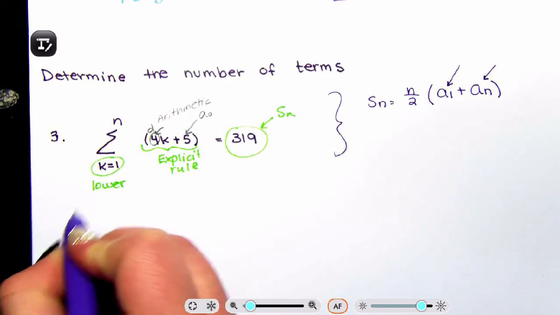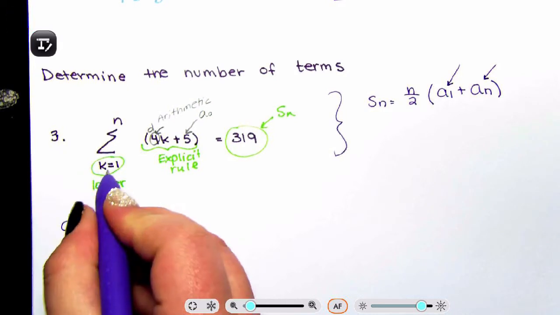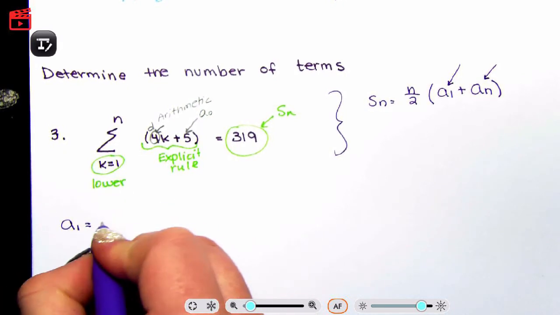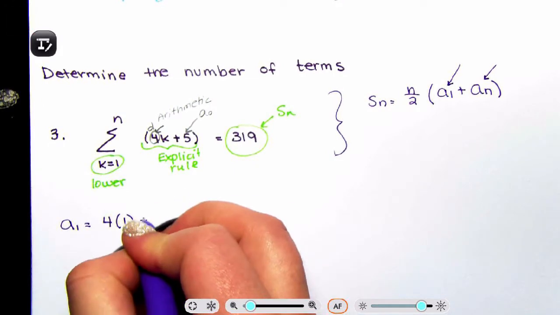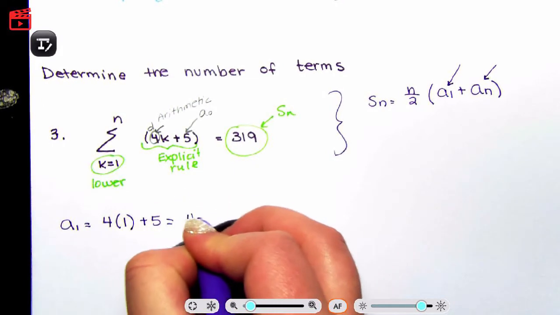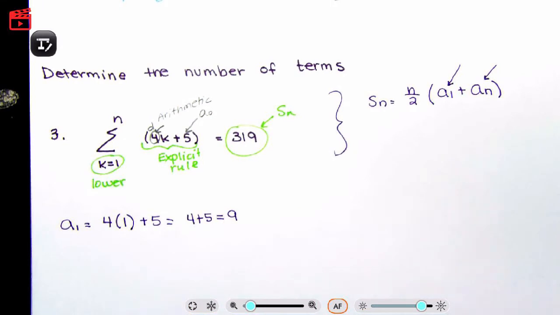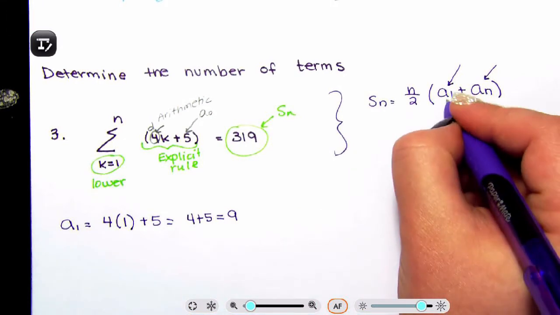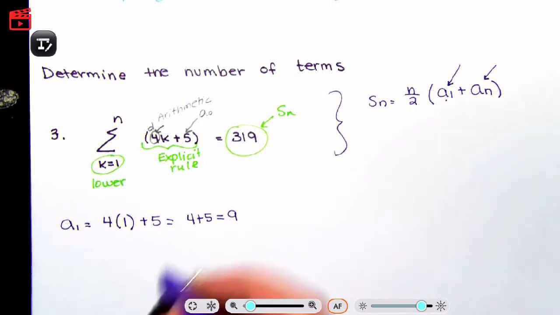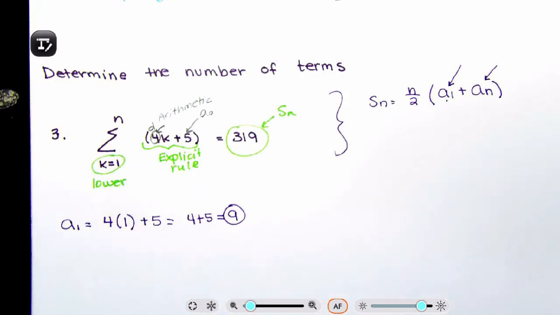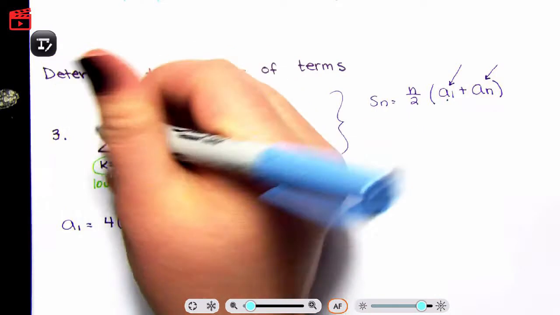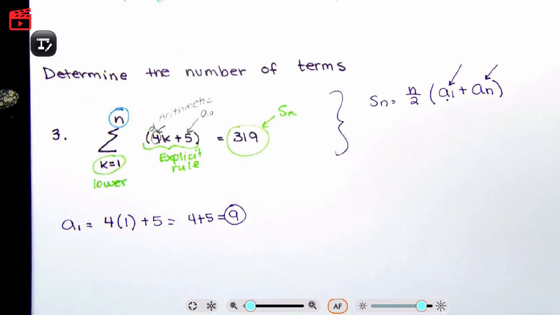Take your explicit rule to find what the term is in the lower position, in this case, k equals 1. So I'm plugging in 1 into k here to solve for my lower term, and my lower term is 9. So that means my a sub 1 is going to be 9. My upper term, my a sub n, I don't know what that is because I don't know what the upper limit is. That is what we're trying to solve for. That is what n is.